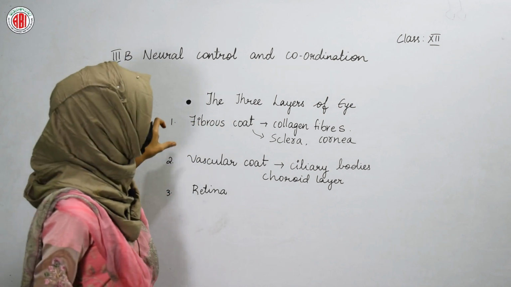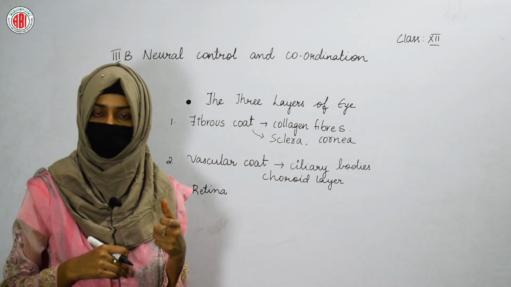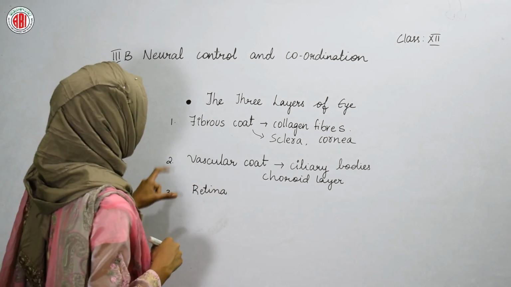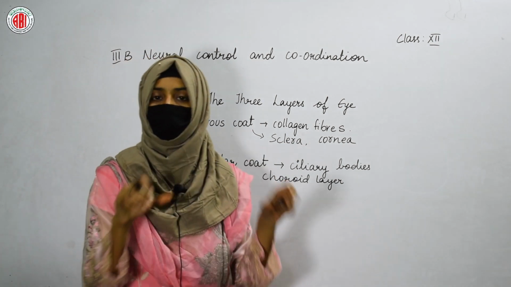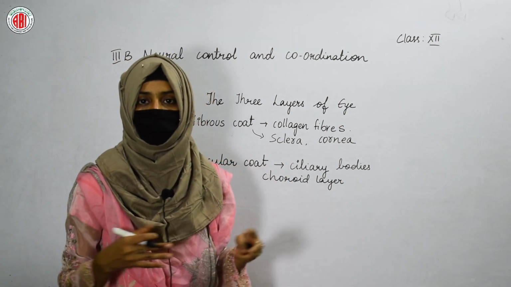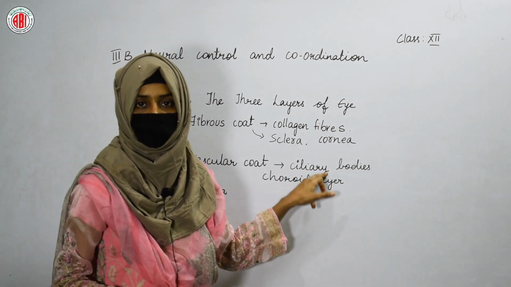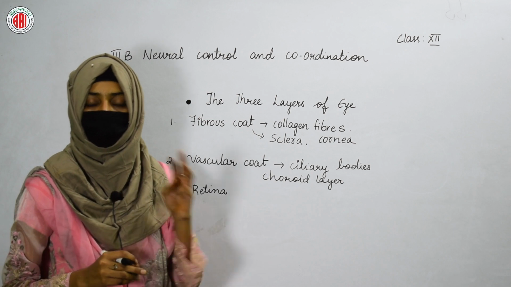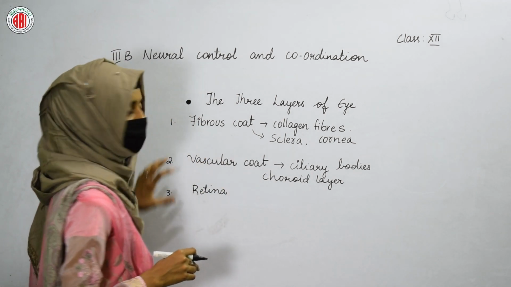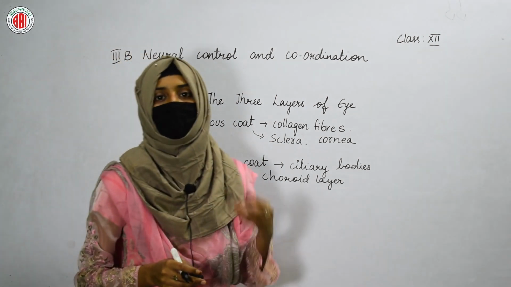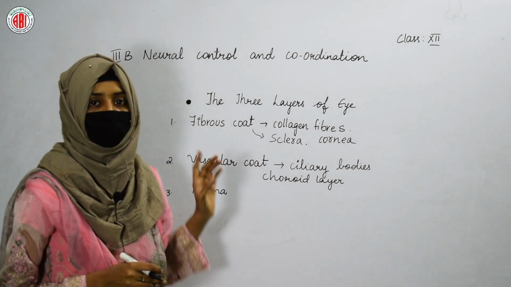And below the choroid layer, one more layer is found in our eye, and that is our retina. So in the vascular coat, at the end of the choroid layer, some muscles are present which attach to the lens of our eye. We call those muscles ciliary bodies. Here you need to remember that the 3 layers of our eye are fibrous coat, vascular coat, and retina. What are the different parts and layers found in our eye? That we will discuss now.